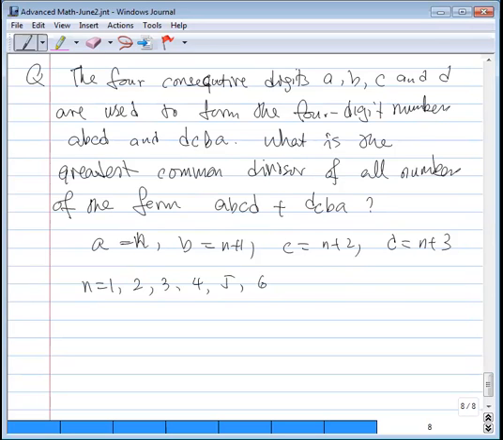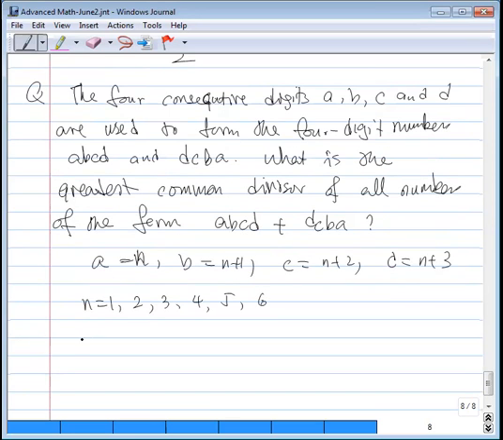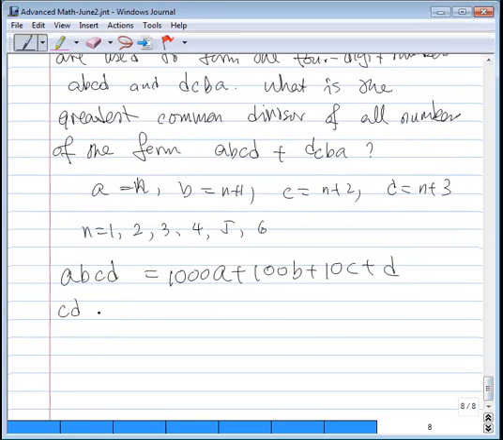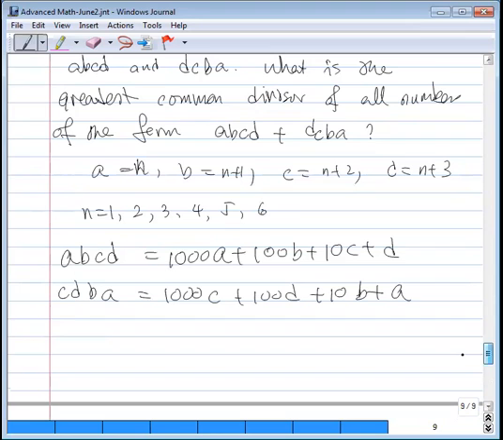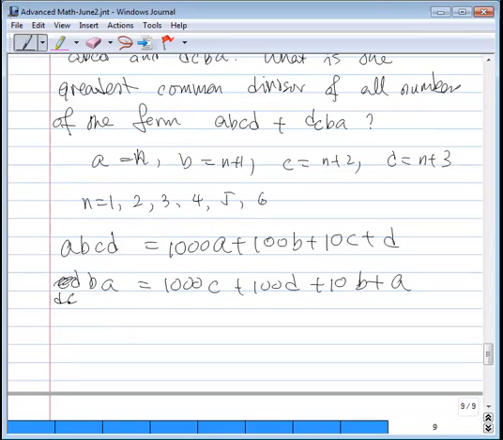You have to do something for the A, B, C, D. ABCD can be written in the form 1000 A plus 100 B plus 10 C plus D. Then DCBA is going to be 1000 D plus 100 C plus 10 B plus A.